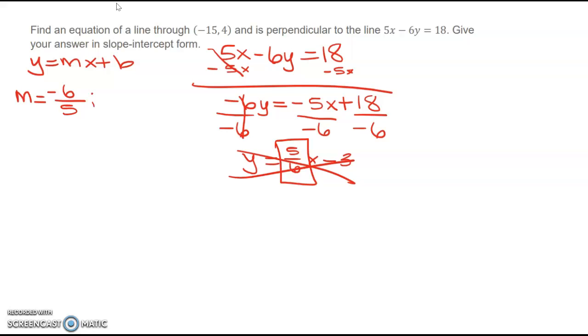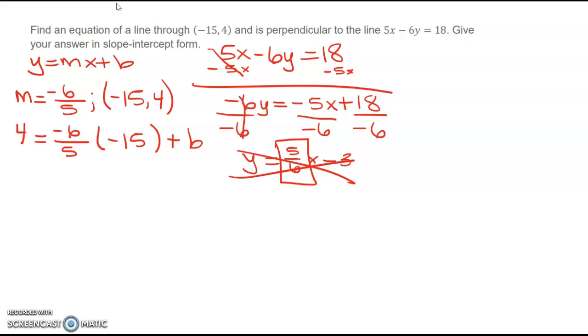Now I can use this slope with the point (-15, 4) to find my equation of this new line we're looking for. So we'll substitute into y equals mx plus b. So now I'm going to substitute these into this equation. So 4 in for y equals, my slope is negative 6/5 times x, which is negative 15, and then plus b.